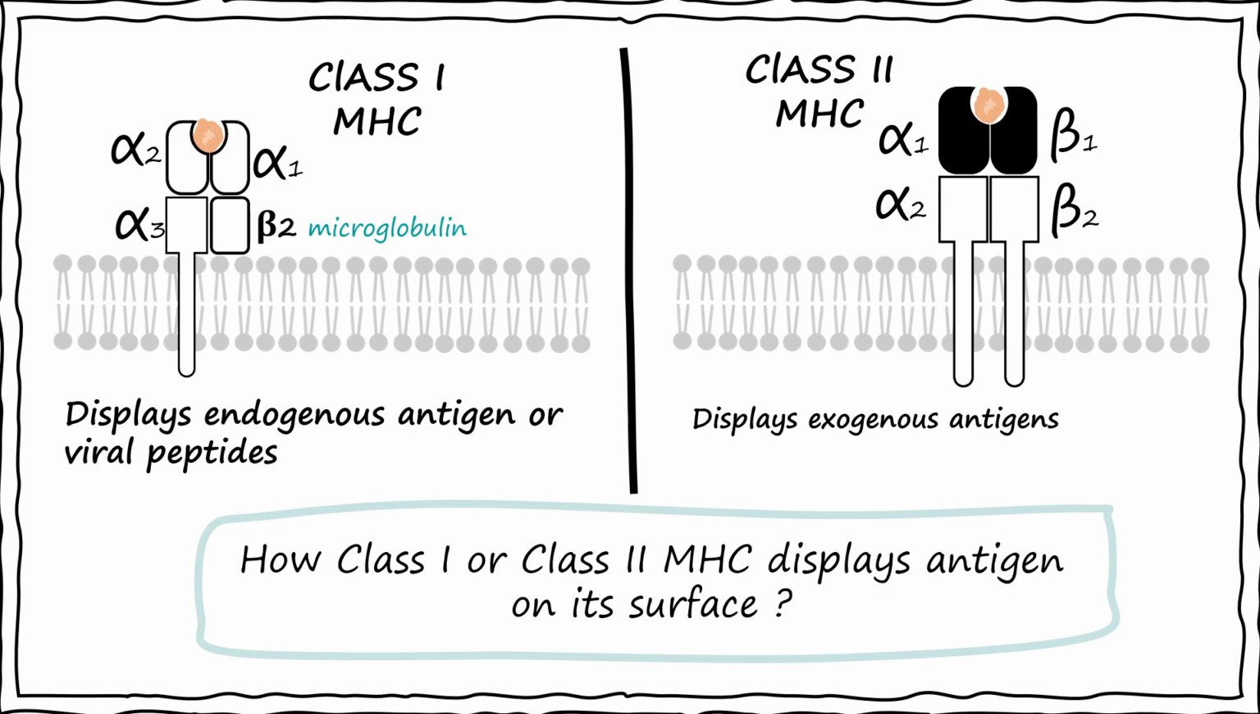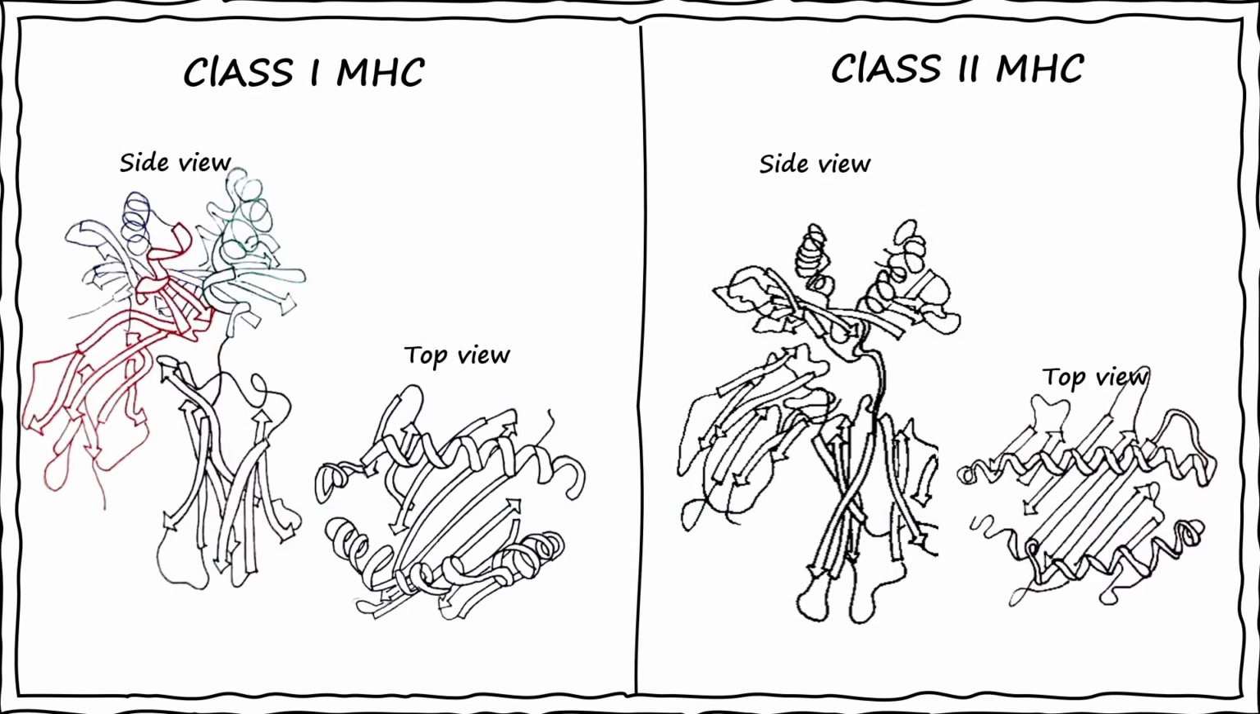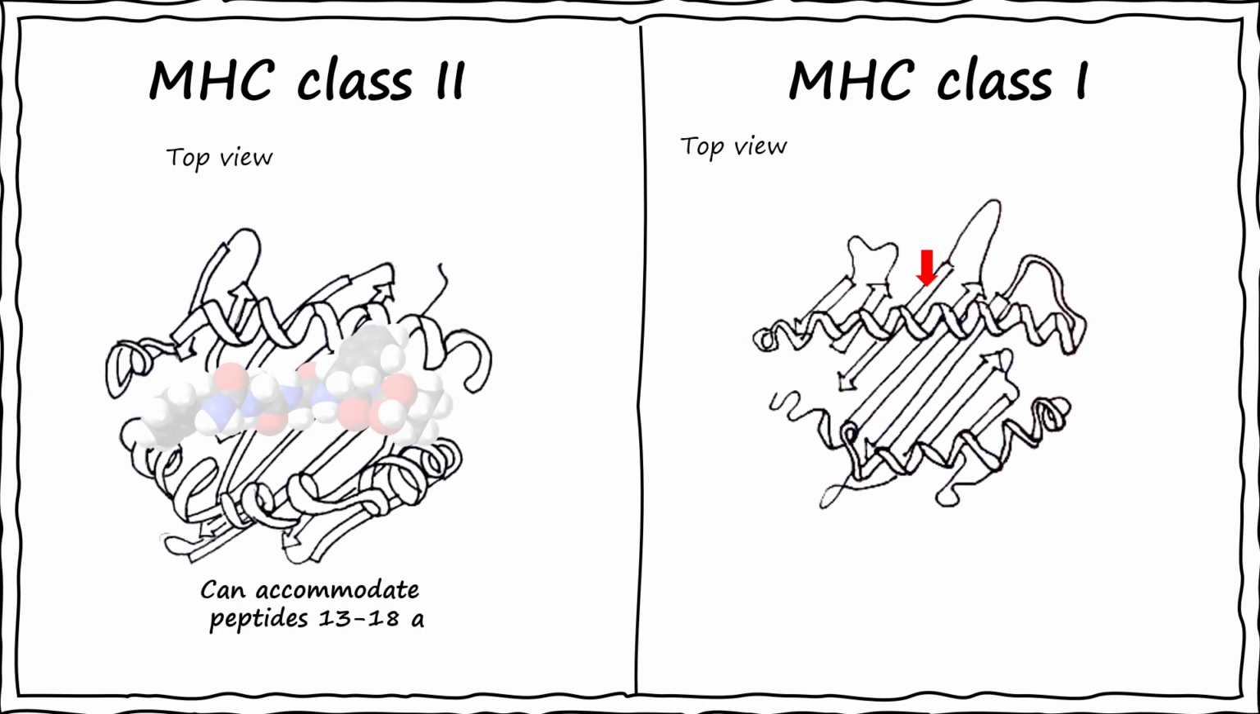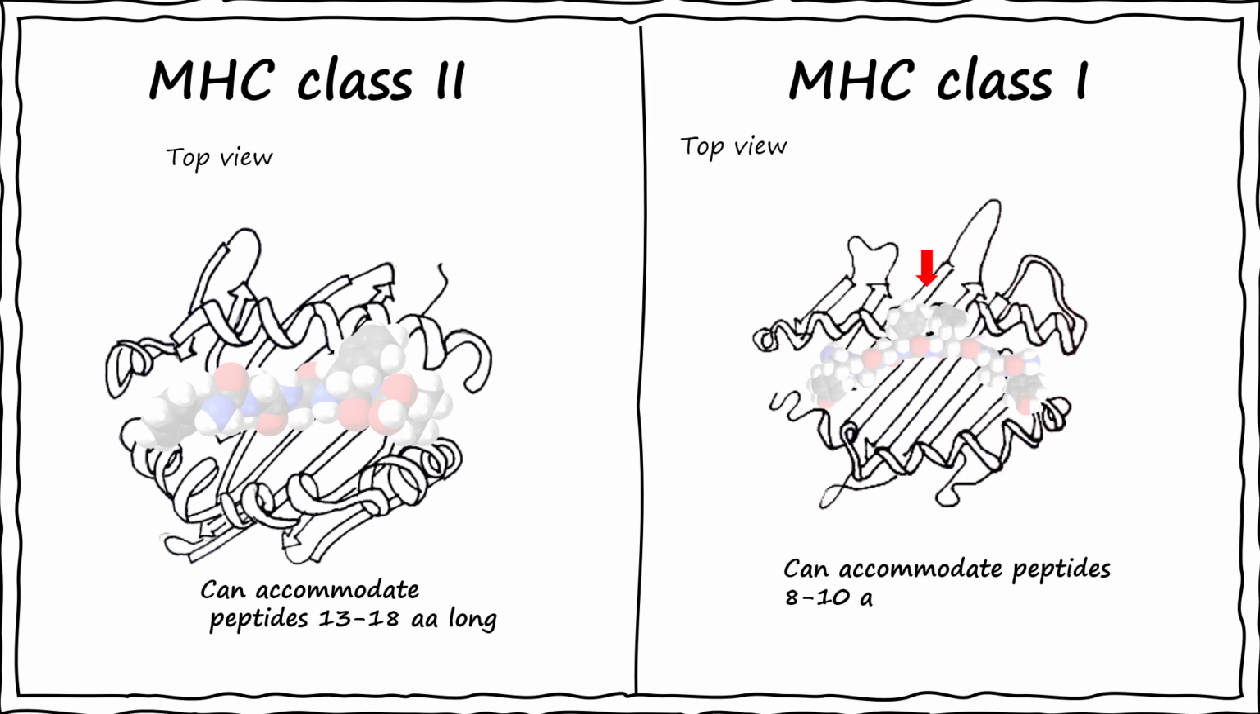So the question is, how can class 1 and class 2 MHC display antigen on the cell surface? What are the intricate nitty-gritty cellular details? So this is the structural difference of class 1 and class 2 MHC molecules. The difference lies in the peptide binding groove where the peptide is bound to the MHC molecule. So you can see the top view of the class 1 and class 2 MHC molecules, and you can see how class 1 MHC and class 2 MHC molecules can accommodate different sizes of peptide.